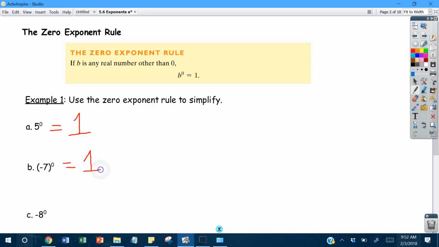That's also 1. C is a little distinct because you have a -8 to the 0, but notice how it looks different than B up here, in that there's no parentheses around the -8. Because of that, we're going to think of this as, let's take 8 to the 0 power and then multiply it by a negative, or multiply it by a -1.